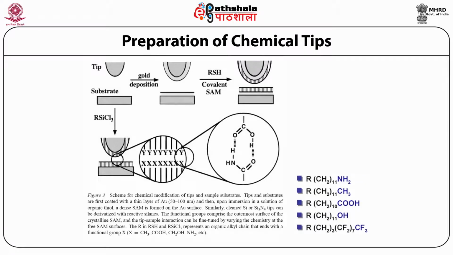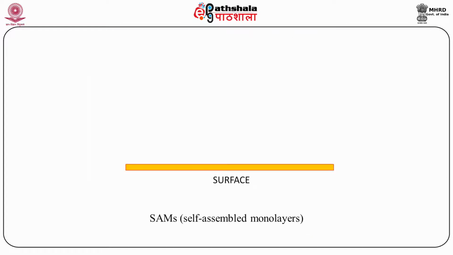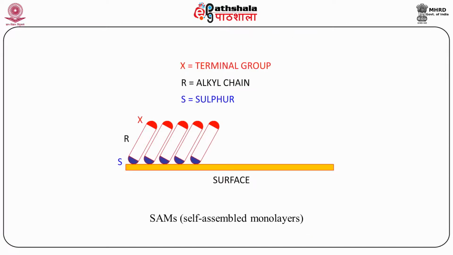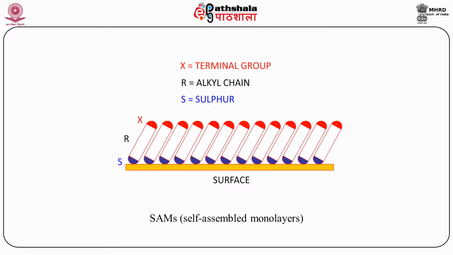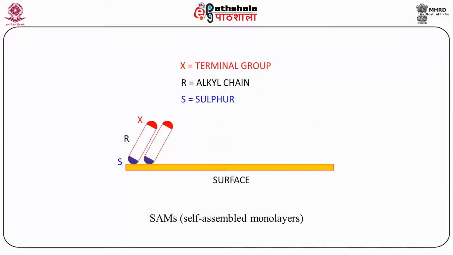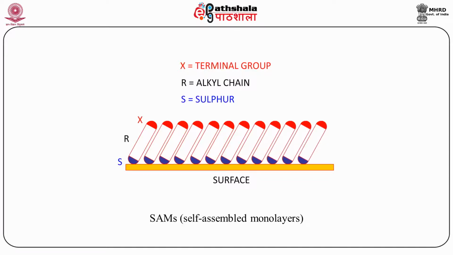Preparation of chemical tips. This slide shows how the chemical tips are prepared for a number of organic compounds, which include very many classes, such as amines, alkanes, acids, alcohols, and fluorine compounds. And how they show up has been shown in this slide. How the compound is aligned on the surface: here the example has been given of self-assembled monolayers on the surface, and what we have is terminal group, alkyl chain, and sulfur, all attached, and the compound absorbed on the surface can be analyzed with the help of this.